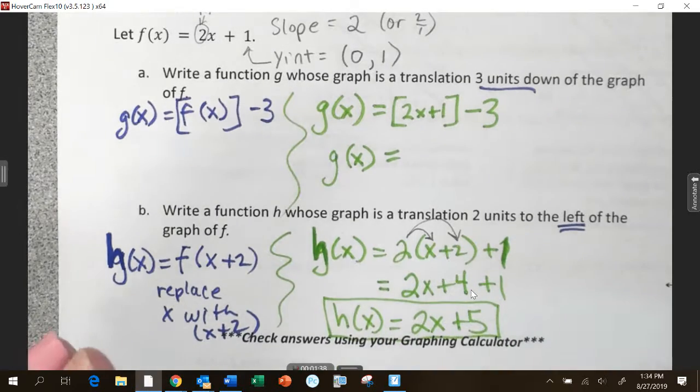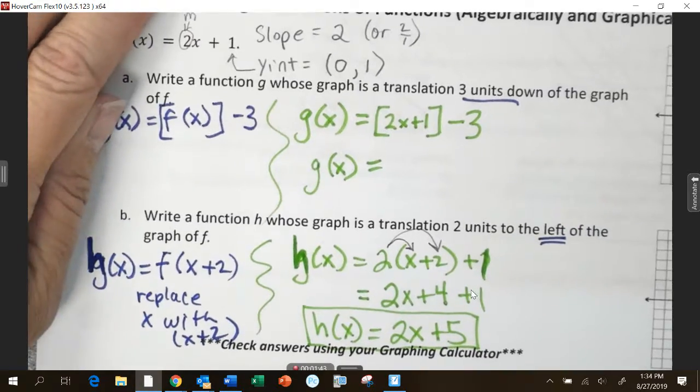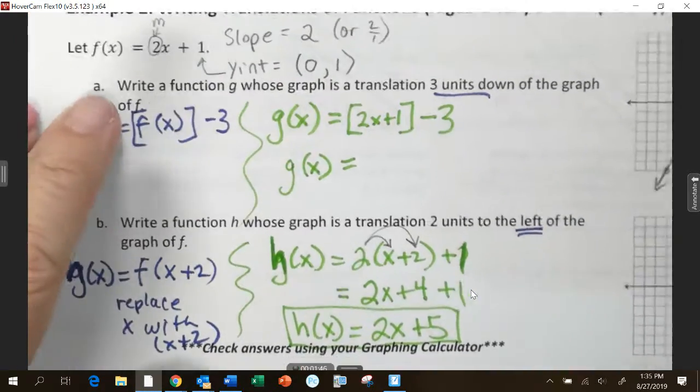Now, if I didn't run out of a bunch of time, I would have done it with the graph also, but I need to keep going.